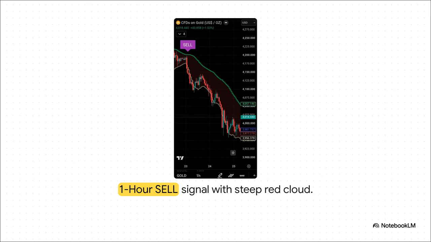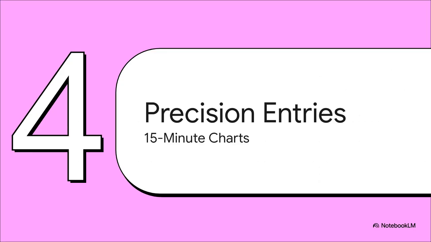As long as that cloud stays red and the price stays below it, you just stay in the trade, riding a beautiful multi-day slide all the way down below that 4,000 level. All right, let's zoom in even closer for part 4, precision entries on the 15-minute charts. We're talking pure intraday accuracy here.